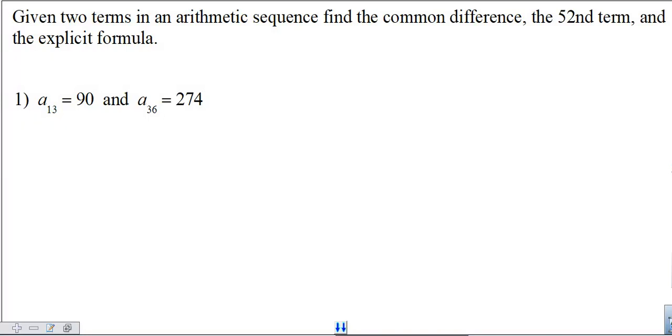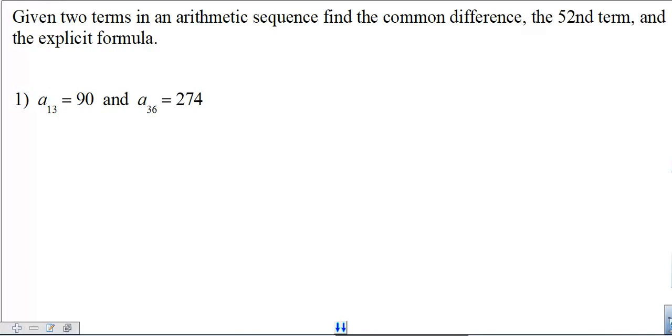In this first example, they're asking us to find the common difference, the 52nd term, and the explicit formula. Just like we did before, we're going to find the common difference first. But this time, it's not quite as obvious. We're going to have to use 2 random terms and find that common difference.